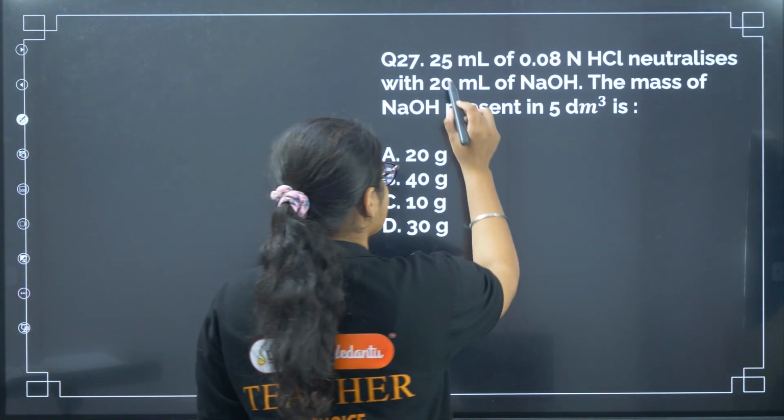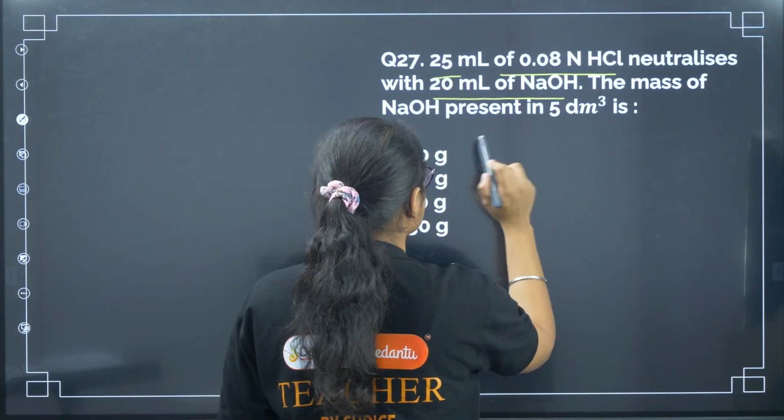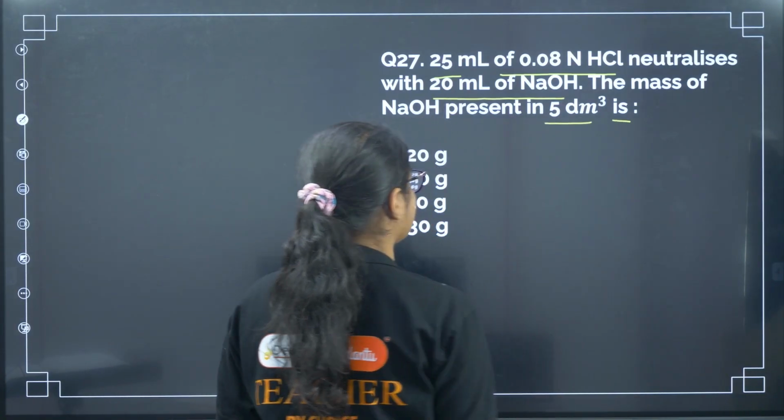Next, 25 ml of 0.08 N HCl neutralizes 20 ml of NaOH. The mass of NaOH present in 5 liter is, okay.